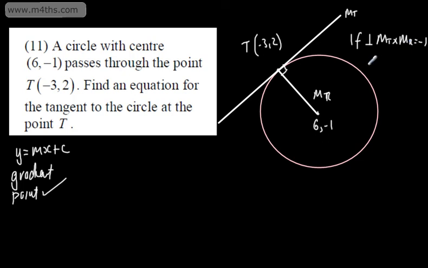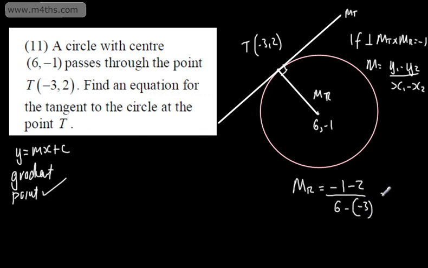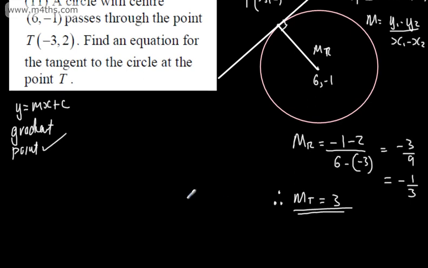So let's look at the gradient. The gradient m is the change in y, so y1 minus y2, over the change in x, x1 minus x2. So let's get a gradient for the radius. So the gradient of the radius, mr, is going to be -1 subtract 2 over 6 subtract -3. So this is going to be -3 over 9, which we can write as -1/3. Therefore, the gradient of the tangent will be the negative reciprocal, which is going to be +3, or +3 over 1.